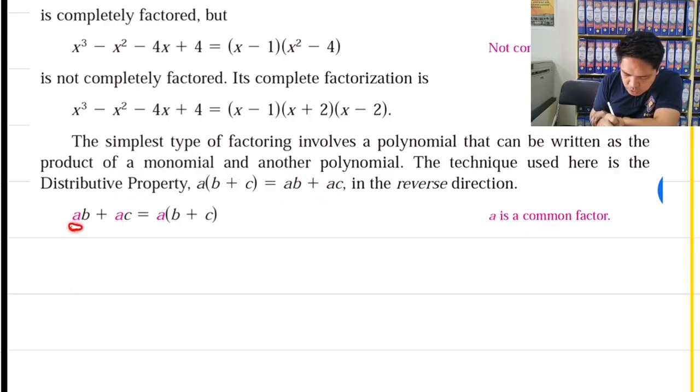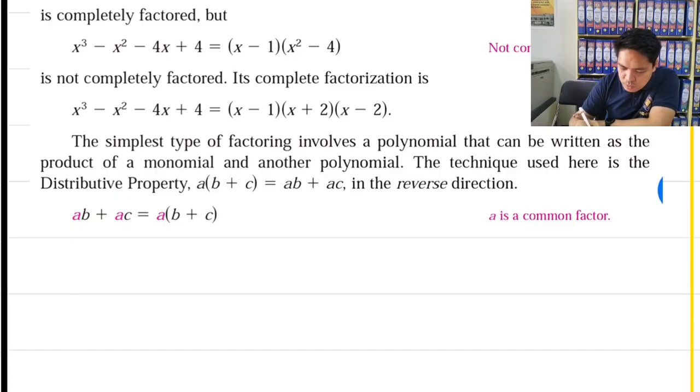The common factor of ab and ac, meaning the same factor of the two terms, is a. So we take out a, and what remains is b plus c. We take out a here, what remains is b. We take out a here, what remains is c. Sorry. So the reverse of the distributive property is factoring out a common factor, or factoring out a monomial.